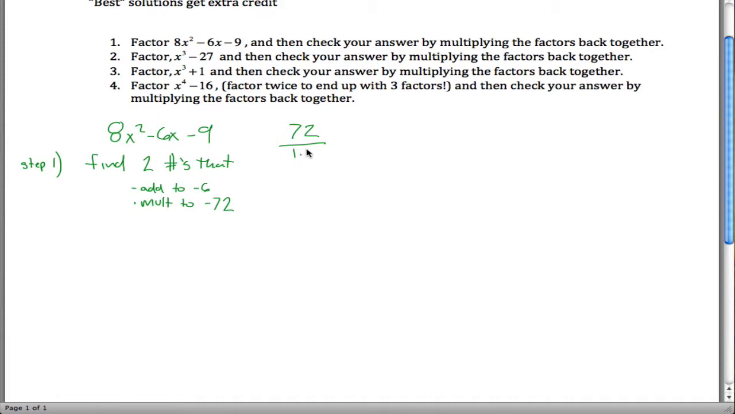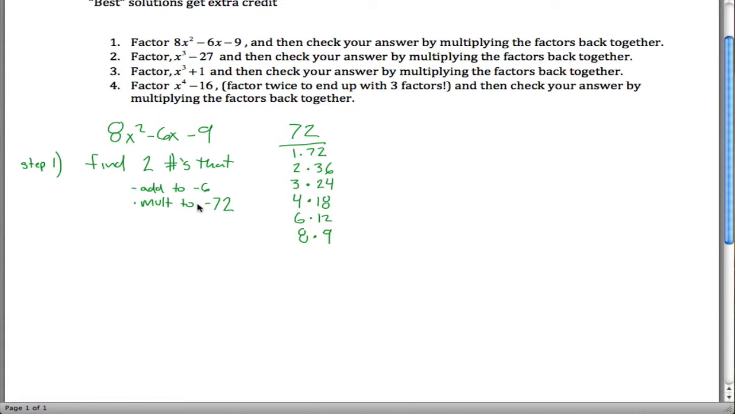72 is 1 times 72, or it's 2 times 36, or it's 3 times 24. Geez, what else is it? 4 times 18. 5, no. 6, yeah. 6 times 12. 7, no. 8, yeah. 8 times 9. I think that's all of them.